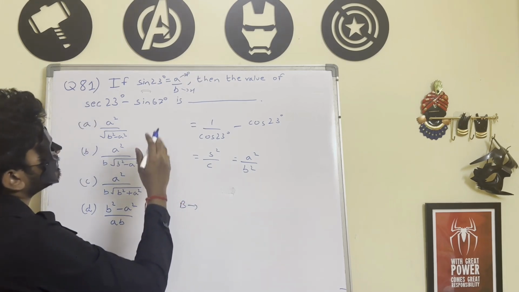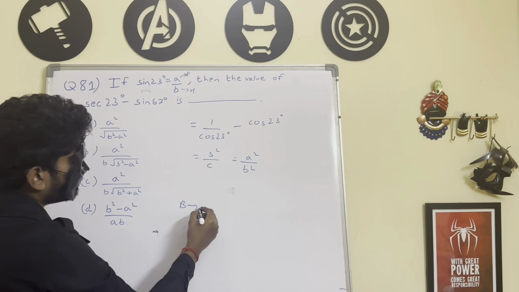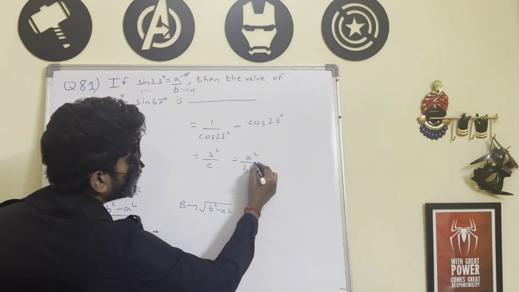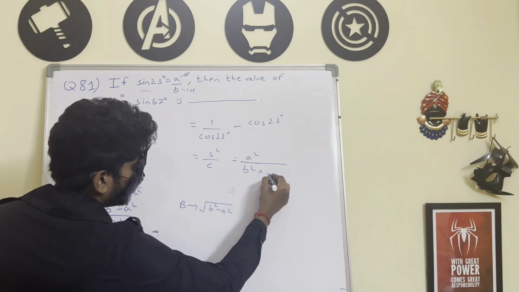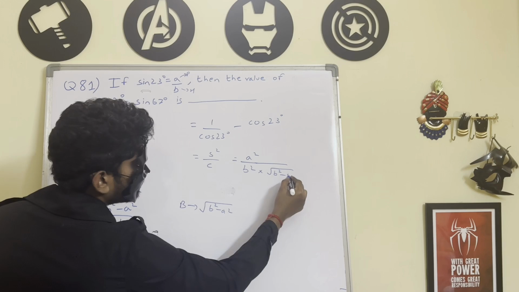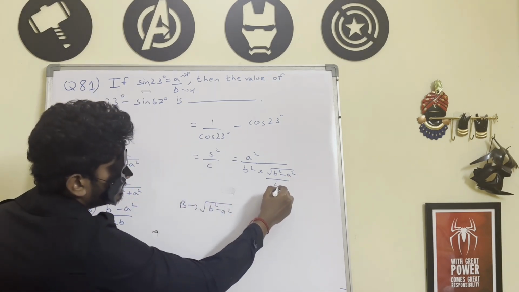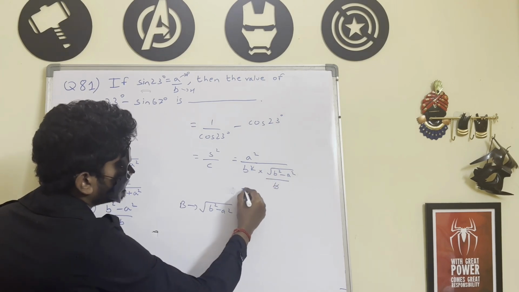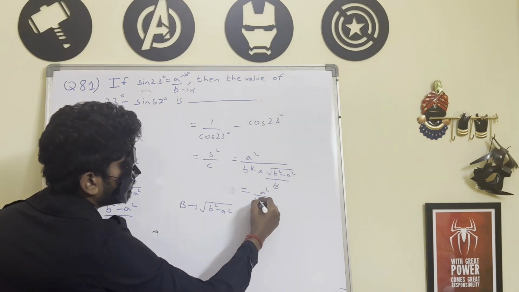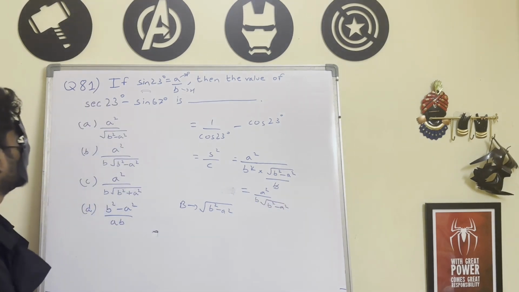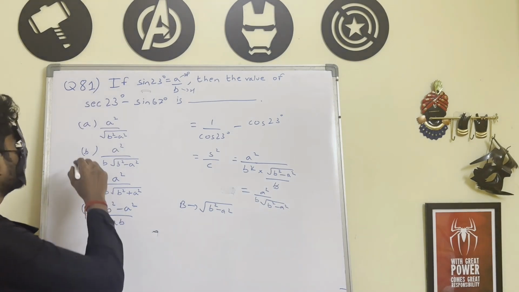If A is perpendicular and B is hypotenuse, base will be nothing but root over B square minus A square. So here into cos, right? Cos is nothing but base, root B square minus A square, by hypotenuse, which is nothing but B. Here B and B will get cancelled. This is nothing but A square by B into root B square minus A square. So option B is right.